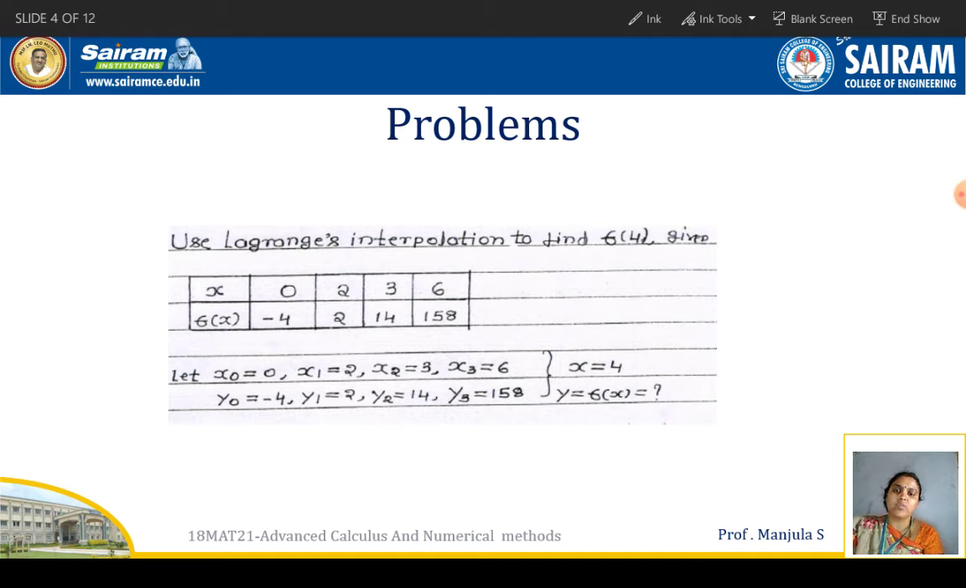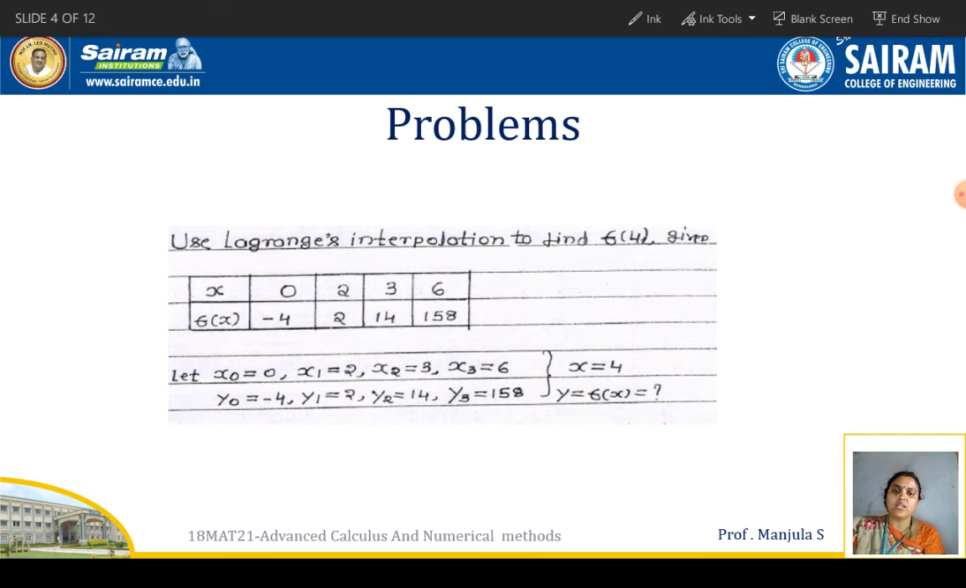You should remember only the formulas of Lagrange's and inverse Lagrange's interpolation. There is no derivation here; you have to remember only the formula. Based on this formula we have to solve a few problems. Now we'll see the first problem.